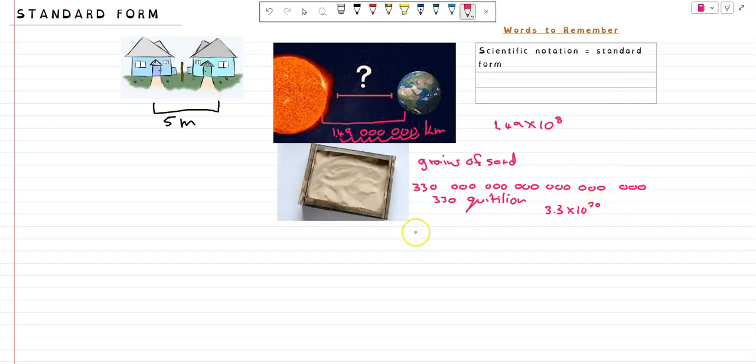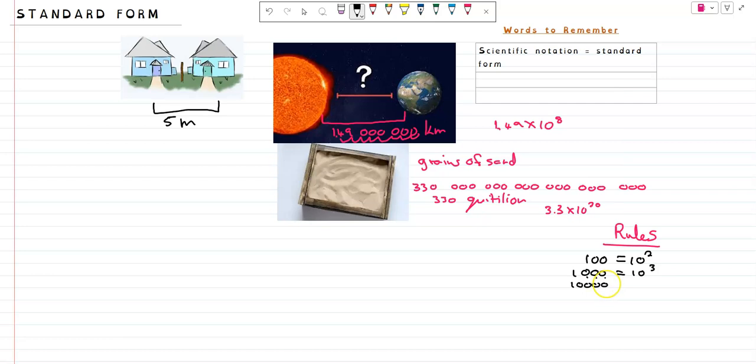Okay, so let's look at a few rules that we need to know. We need to know that 100 equals 10 to the power of 2. Why? Because it's 2 zeros. 1,000 equals 10 to the power of 3. Why? Because there's 3 zeros.